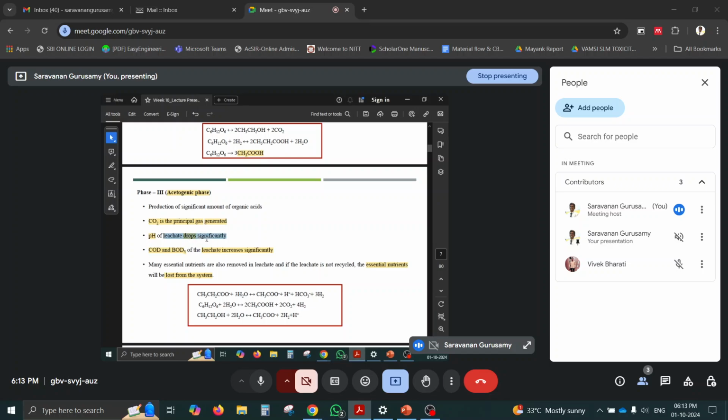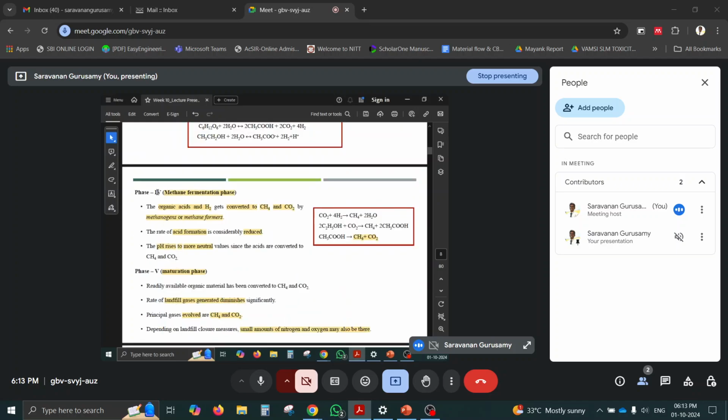The pH of the leachate drops because again it's the acid generation phase, and the COD by BOD ratio of the leachate increases significantly. Many essential nutrients are also removed in the leachate. Essential nutrients will be lost from the system because of the acid formation. All the nutrients will get precipitated or evaporated.